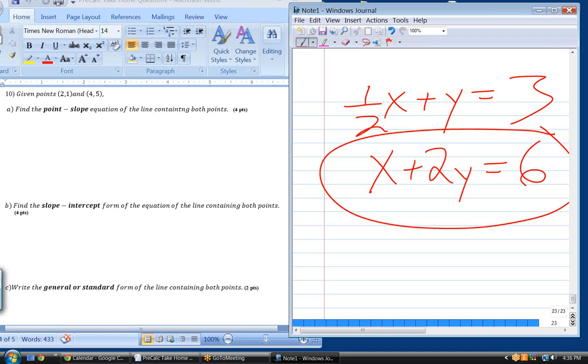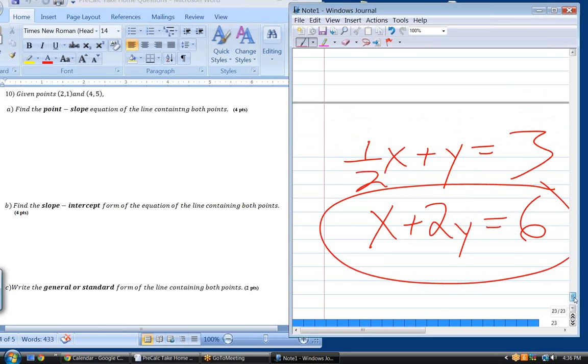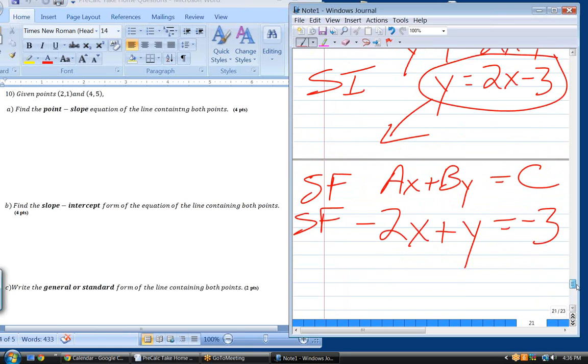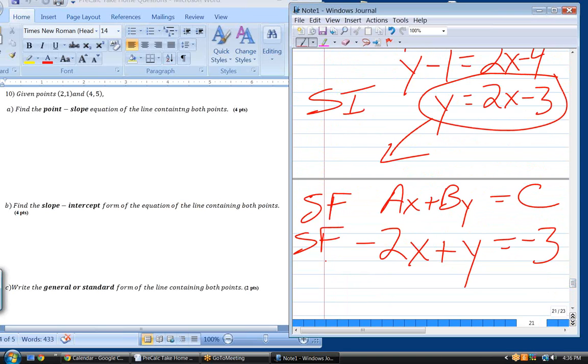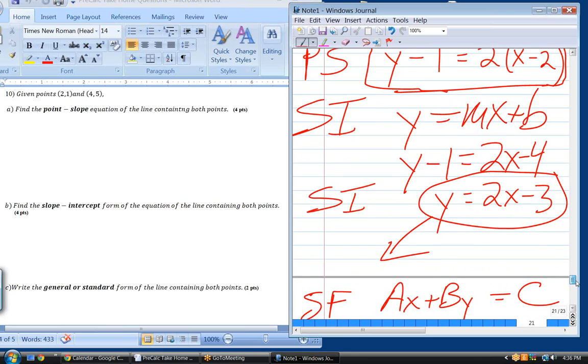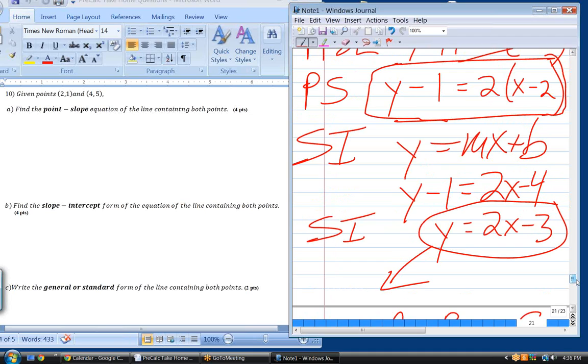Makes sense. Okay. Now, the key thing to understand is that all three of these things are the same equation. In other words, my slope-intercept, my standard format, and my point slope are all the exact same equation. They're not different, just in different formats. If I solve all three of them for y, I get y equals 2x minus 3. It's just knowing the format.